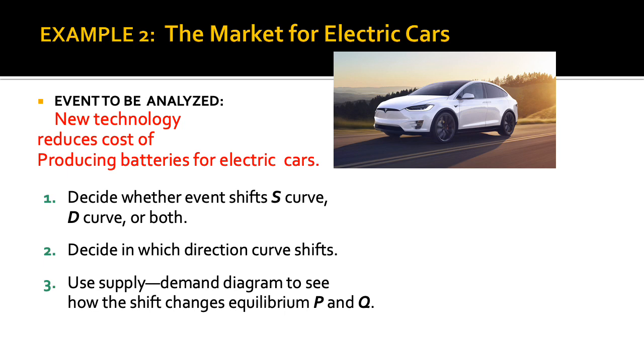Example 2. New technology reduces the cost of producing batteries for electric cars. So when the cost of production for electric cars reduces, that means that the supply of electric cars will increase because we had a reduction in input costs. Next video will show us all the steps to the process.